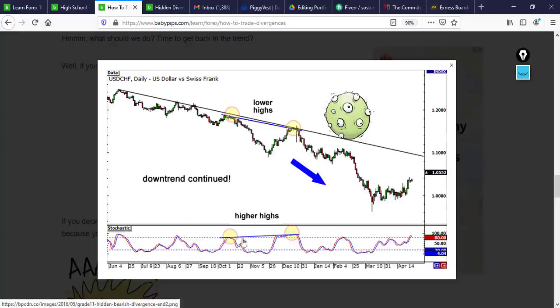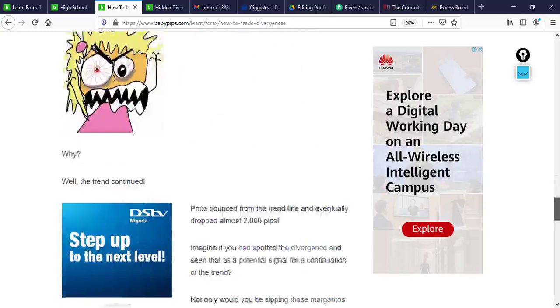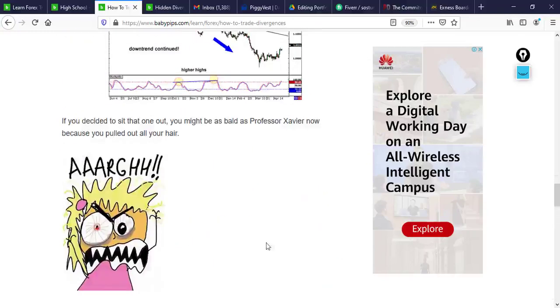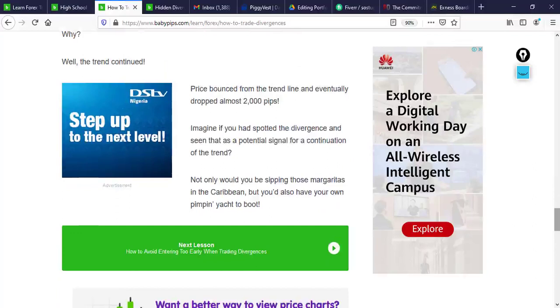Now look at the stochastic again. After making the second high, this higher high, price fell down, and you could have made lots of pips from taking this entry. Okay, don't worry about this image. This is Professor Savia. He pulled his hair because he failed to do what he ought to have done. So that is how we use the hidden divergences.